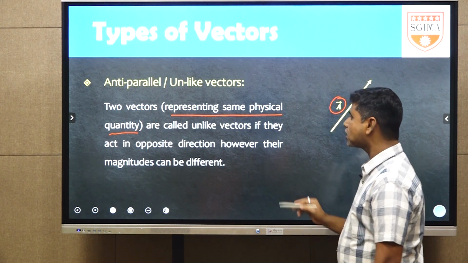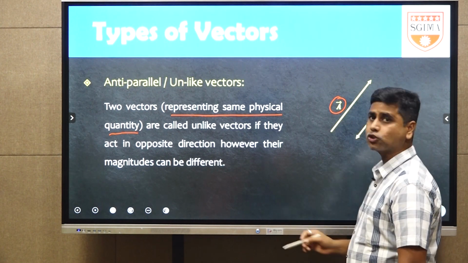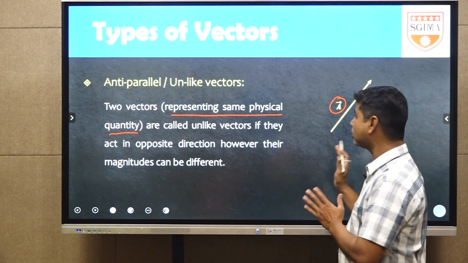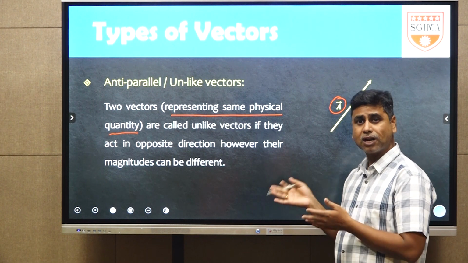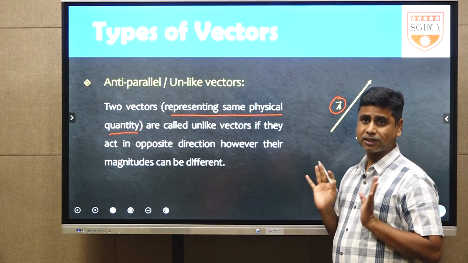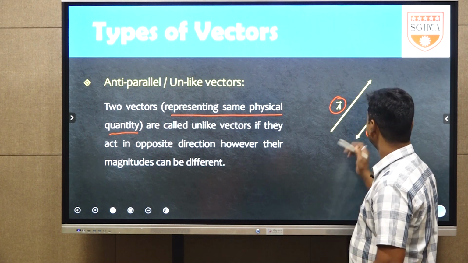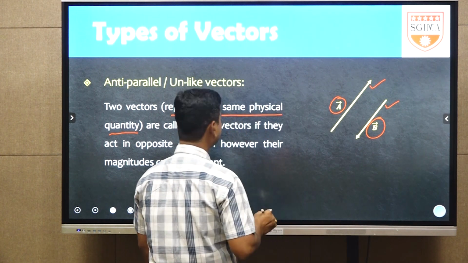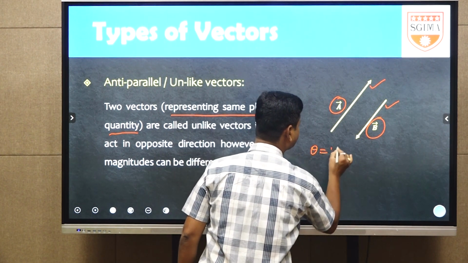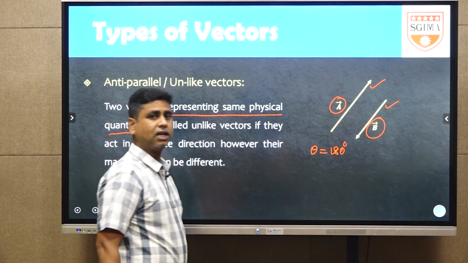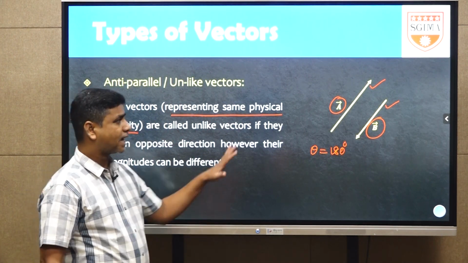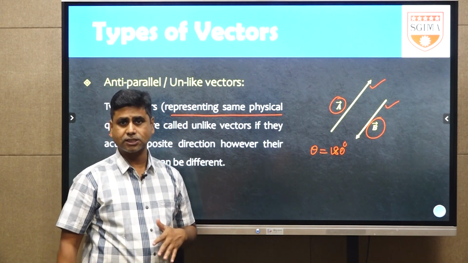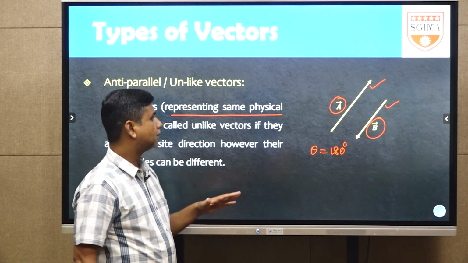Next, two vectors are called unlike vectors if they act in opposite directions. However, their magnitudes may be equal or not equal. But both vectors are acting in opposite directions. Here this vector acts in the upward direction, and this vector in the downward direction. Here anti-parallel or unlike means the value of theta equals 180 degree. If the angle between two vectors is 180 degree, those are called anti-parallel vectors. If the angle between two vectors is 0 degree, those vectors are called parallel vectors.